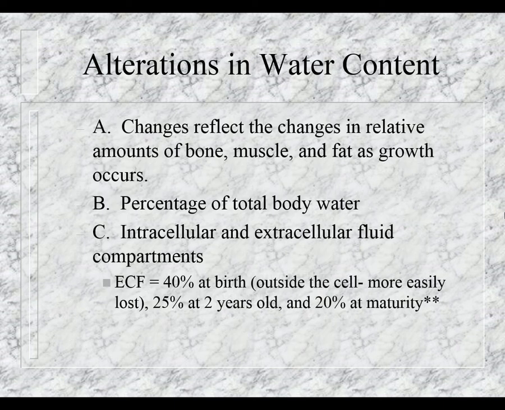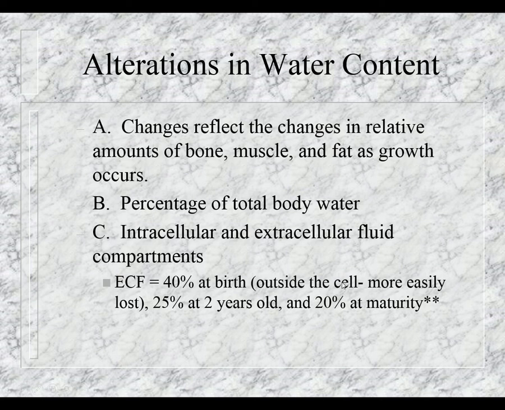Alteration in water content. Changes are reflected in the amount of bone, muscle, and fat as growth occurs. The percentage of total body water, we have intracellular and extracellular fluid compartments, and we all know that. The extracellular fluid compartment for a child is at 40% at birth, and that means outside the cell is where most of their fluid is, and that's fluid that's easily lost. By age 2, the extracellular fluid only accounts for about 25%, and then 20% at maturity. So they have double the amount of fluid in their extracellular fluid compartment as they are getting older.